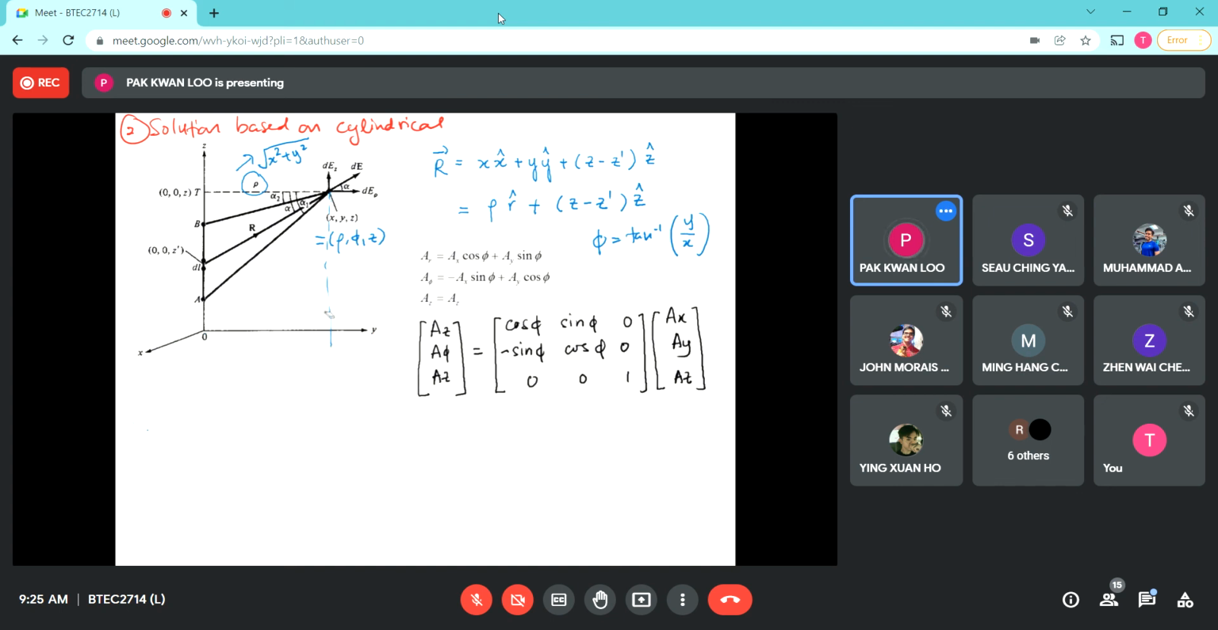So you don't need this. Bear in mind, this is phi. So tangent phi is y over x, right? Now, what is the value of ax? So ax is x.